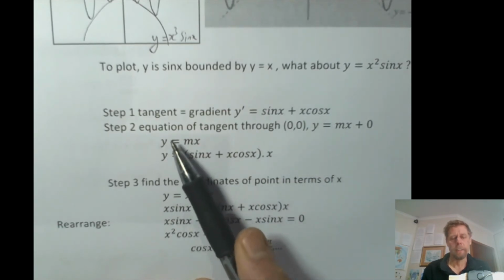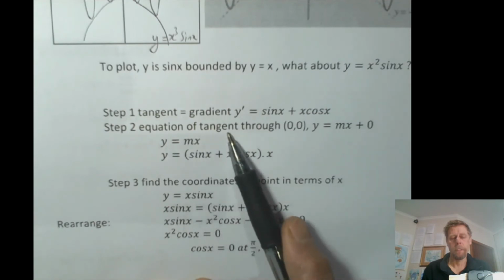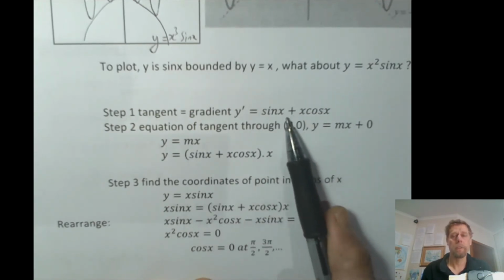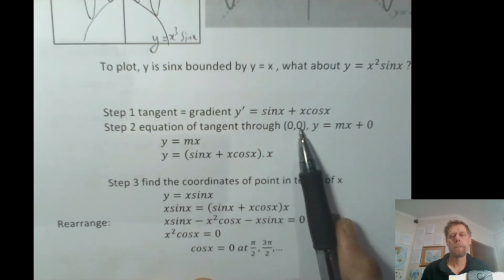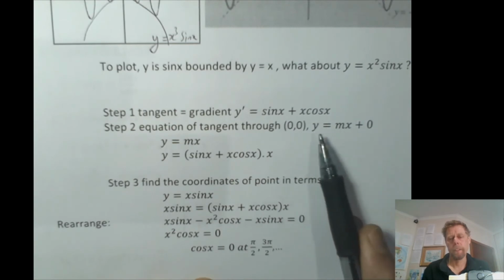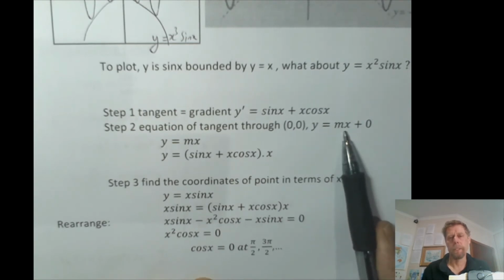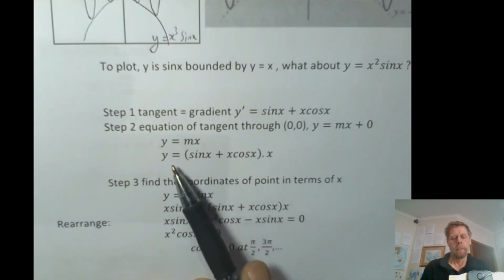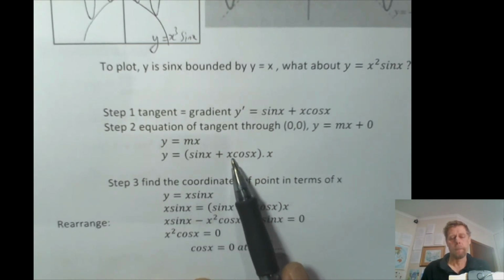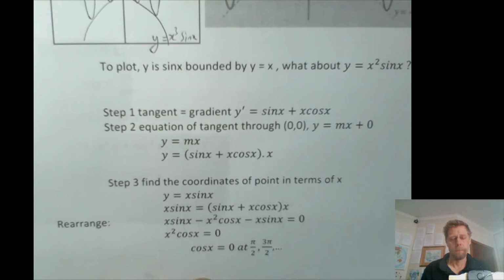Then the second step is to find the equation of the tangent. But it says the equation of the tangent must pass through the origin. So in other words, the equation of the tangent must pass through the point 0, 0. So our normal form will be y equals mx plus c. In this case, it's just y equals mx. So now we found m, so we can say that y equals sine x plus x cos x, times x.